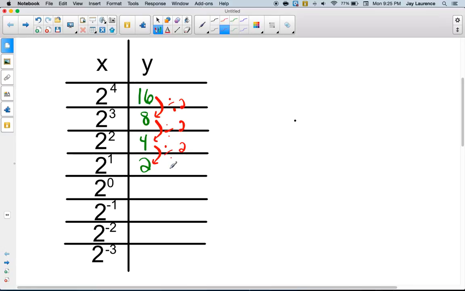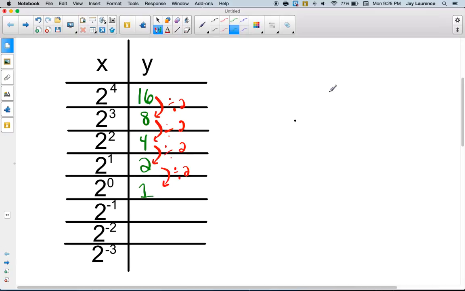Remember back when we were doing nth term stuff back in the first quarter, and we said we had to check it 3 times? Well, I checked it 3 times. That's division by 2 each time. So therefore, I must divide by 2, which means that 2 to the 0 power must be 1. Yeah. 2 to the 0 power must be 1.